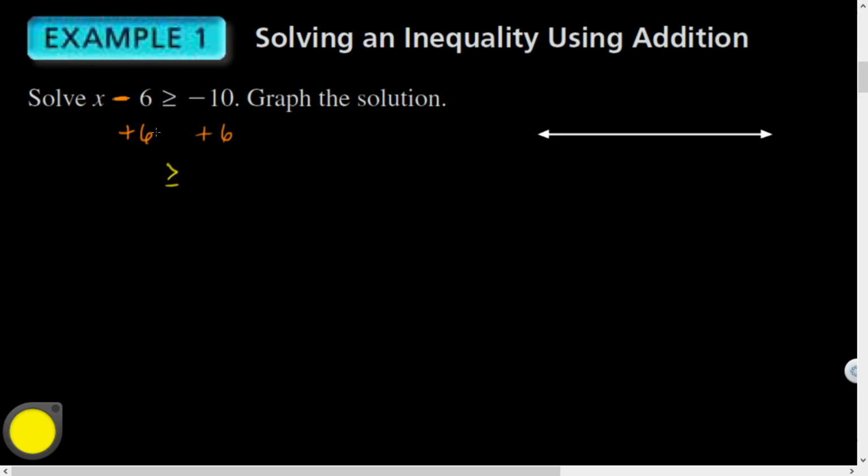Yeah, it's still going to work. I can add the same thing to both sides. And over here, these 6's cancel out, and I'd have x by itself. -10 plus 6. This goes back to day 1 of our course. Well, their signs are different, so I subtract them. 10 minus 6 is 4. And who was more influential? Yeah, the negative, so it's -4.